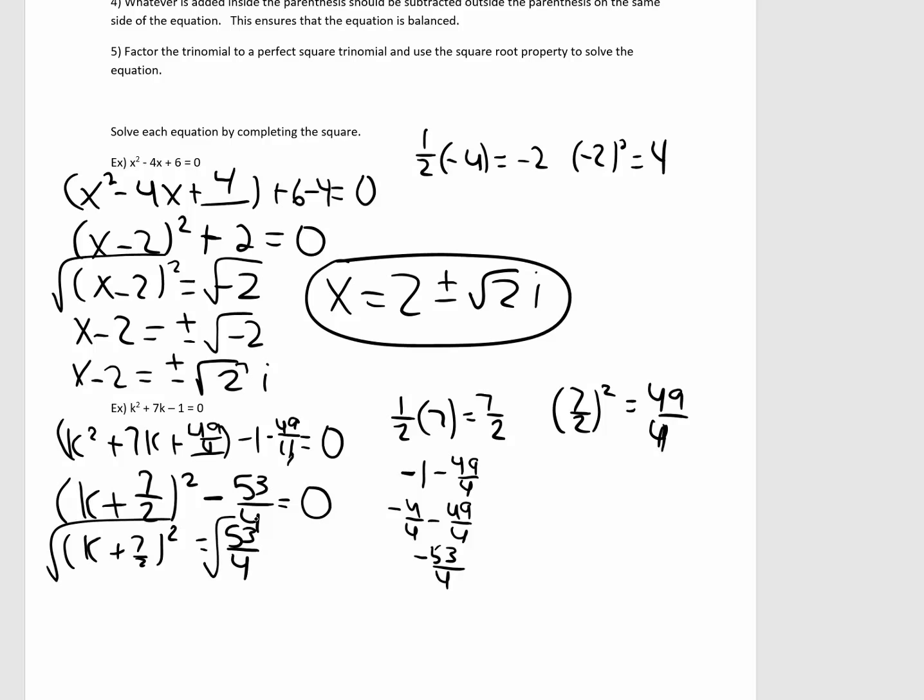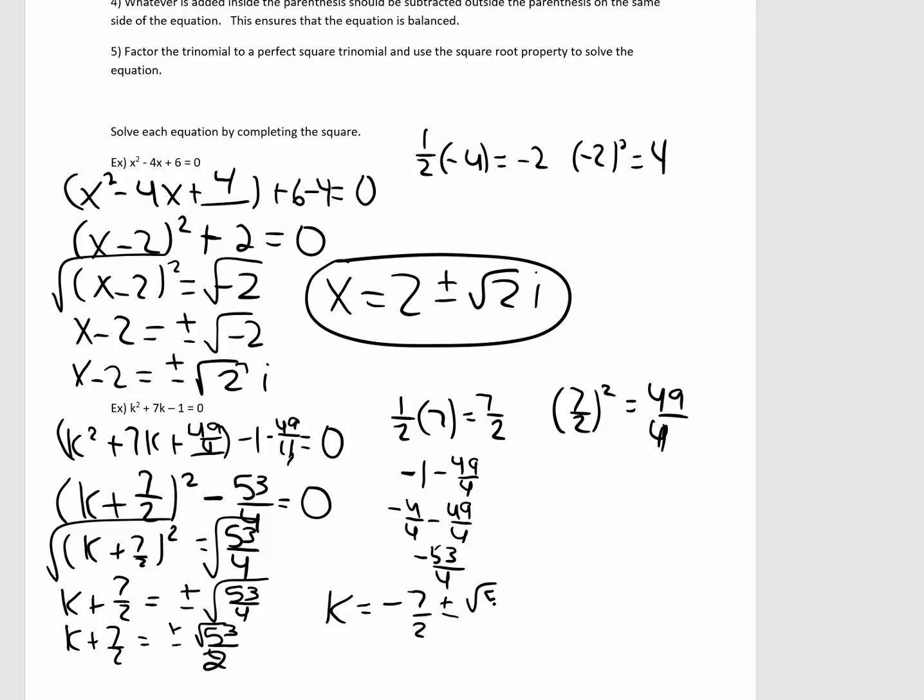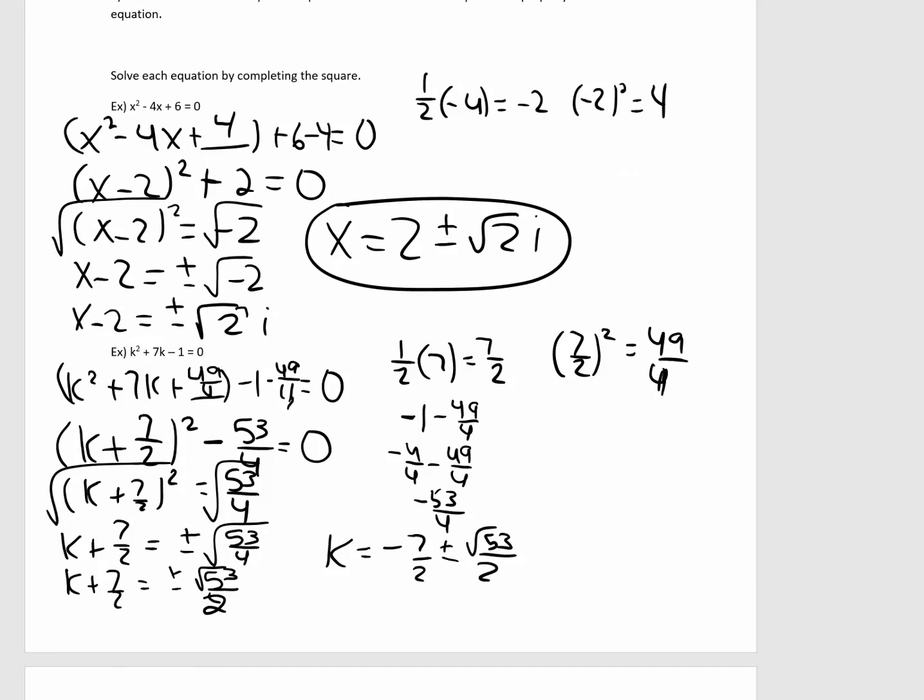Take the square root of both sides. Now, that square root of 4 on the bottom, that simplifies to 2. There are no perfect roots I can pull out of 53 other than 1. So I'm going to subtract these 7 halves. And because I have the same denominator, I'm going to rewrite it.